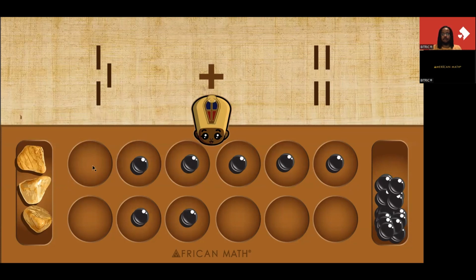Leave these 2 cups over here for the tens, and then use the 5 plus 5 cups for the units. Those 2 rows of 5, leave those for the units.